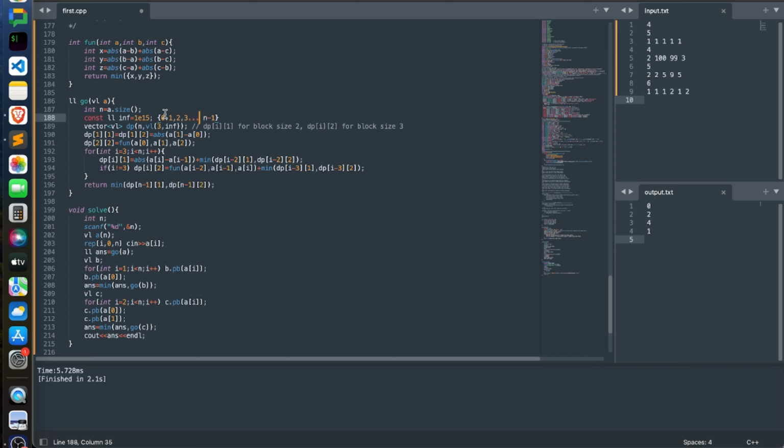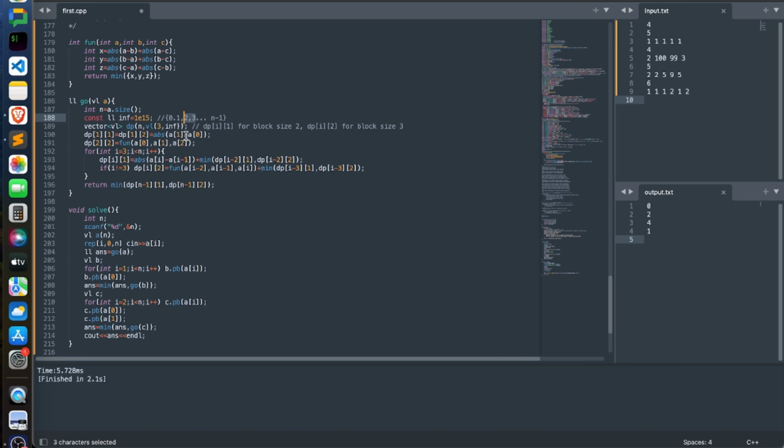Similarly in dp of 2,2, which means you are taking all three numbers. That's why I call this function fun of a0, a1, a2, right? Now from index 3 onwards, dp of i,1 means a block of size 2. This is the same as the explanation part, so please check it out. So dp of i,1 is going to be the absolute value of a of i minus a of i minus 1, plus the minimum of size 2 and size 3 at index i minus 2.